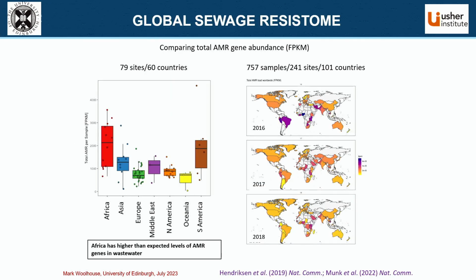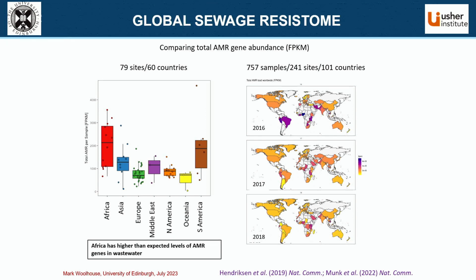Let's upscale again. This is some work that Frank Aarestrup and his colleagues have been doing for a number of years, of turning this into a global surveillance system. And we call it the Global Sewage Project. And on the left-hand side, we see one of the outputs of this, and this is simply for 79 sites in 60 countries on a one-off survey, the overall numbers of AMR genes we're finding in the samples. So very, very crude, as simple as you could make it.